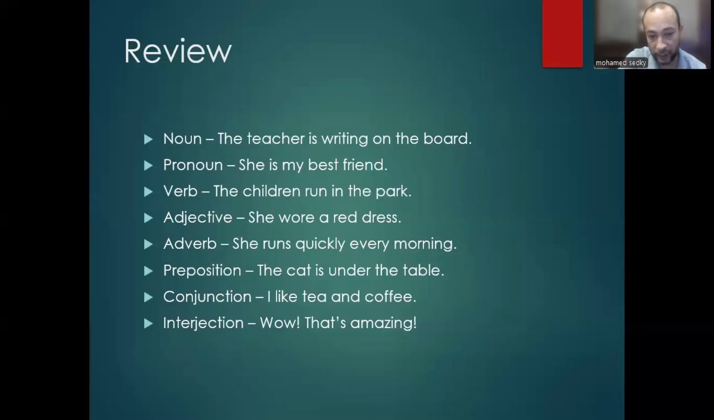And the example that we have, wow, that's amazing. Here it's used to express how he likes that thing.